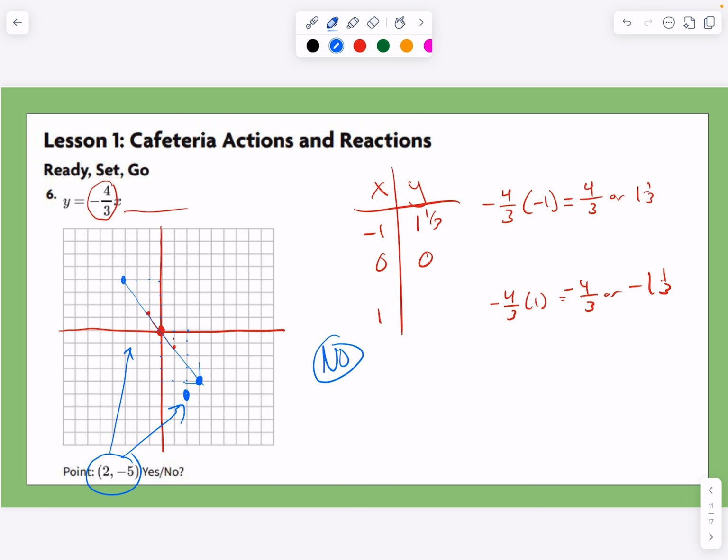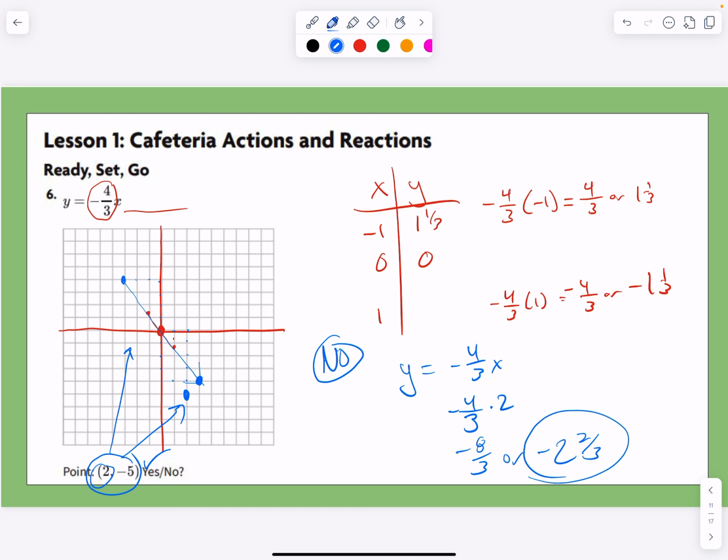The other way of trying to figure that out is to say, well, we know that y equals -4/3 x. So if I plug the x value in, do I get the y value? -4/3 times 2 becomes -8 over 3, or -2 2/3. Either way, that does not equal -5, so we would definitely still say no for number 6.